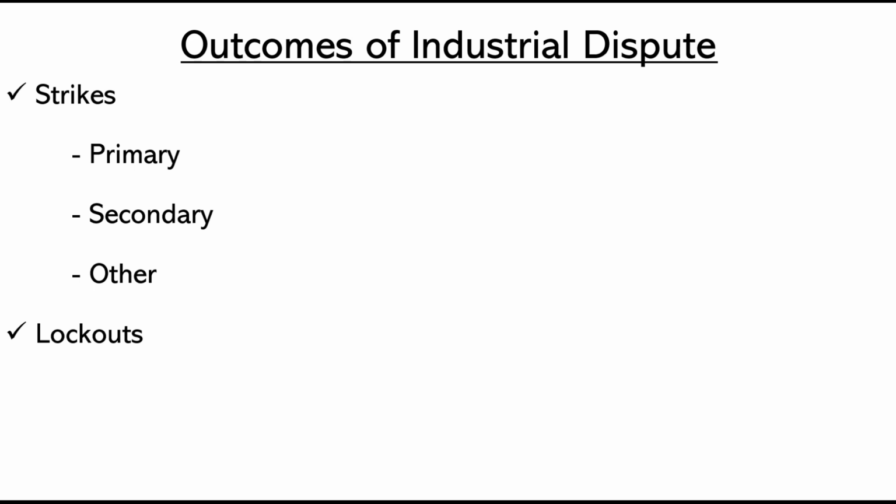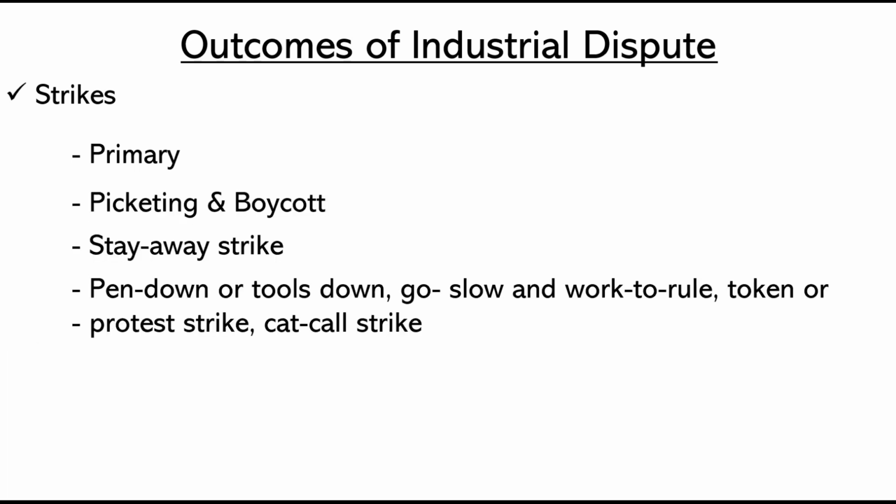Now, majorly the outcomes of industrial disputes are two major things. Okay. Strikes can happen and lockouts can happen. Now, under strikes, you have primary, secondary, and others. And under primary, you have, sorry, I've not included Gherao, that is also there. You have Gherao and picketing and boycott, stay away strike. So I'll just explain everything.